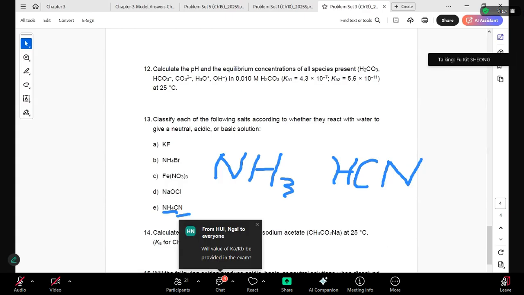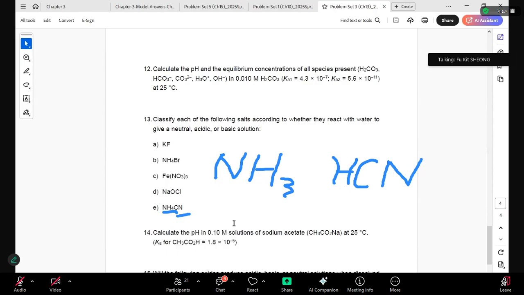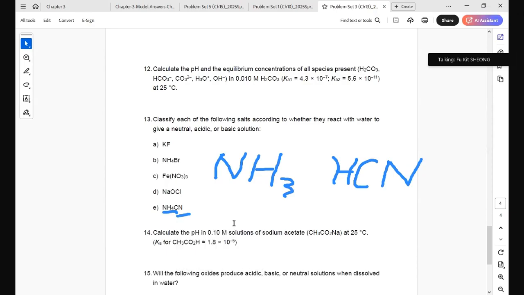Will the values of Ka and Kb be provided in the exam? Yes. For the exam, you should be able to finish the whole exam without bringing anything into the exam venue, although you are still allowed to do so. Except for the equations, all the necessary numbers will be given to you. Okay, Ken, please turn to question 3 then.